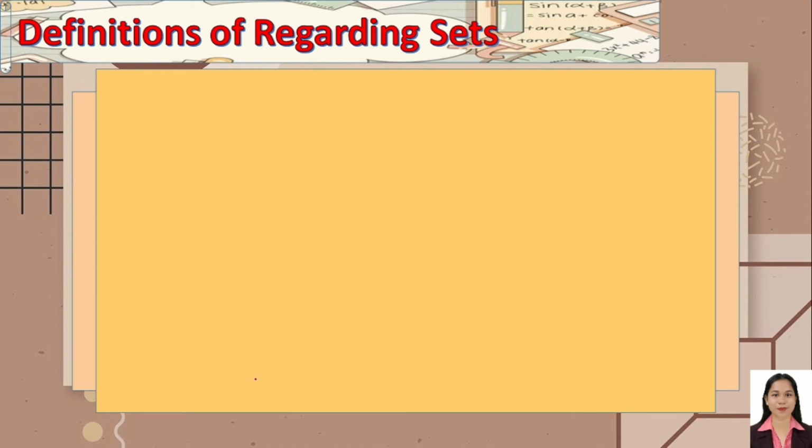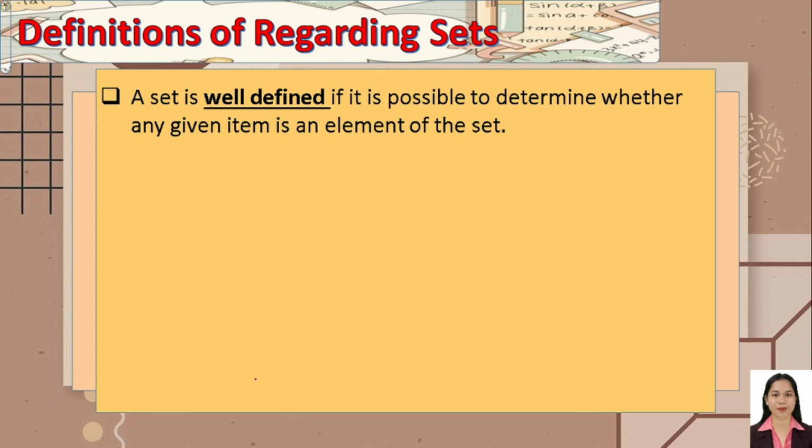Okay, so let's proceed to the definitions regarding set. So una, a set is well defined if it is possible to determine whether any given item is an element of the set. Example, nabanggit ko yung well defined kanina sa definition ni set. So, in other words, kapag well-defined yung given set, they are countable. Nabibilang natin sila. Nalilist natin sila isa-isa. Pero pag sinabi natin not well-defined, you cannot count them, you cannot list them all, hindi natin sila pwedeng isulat.